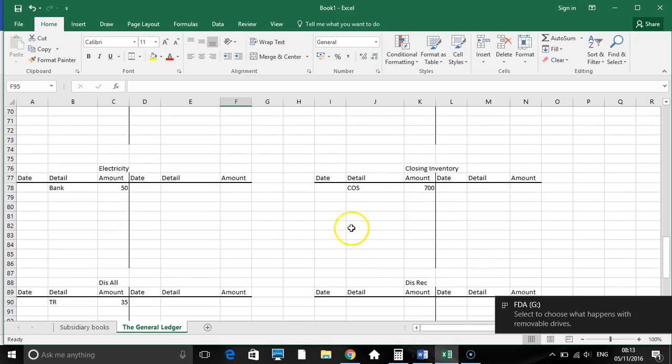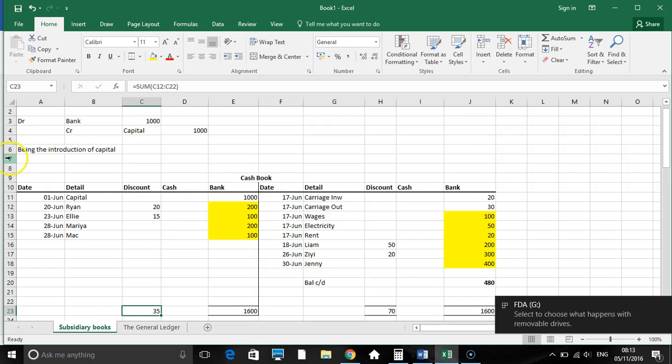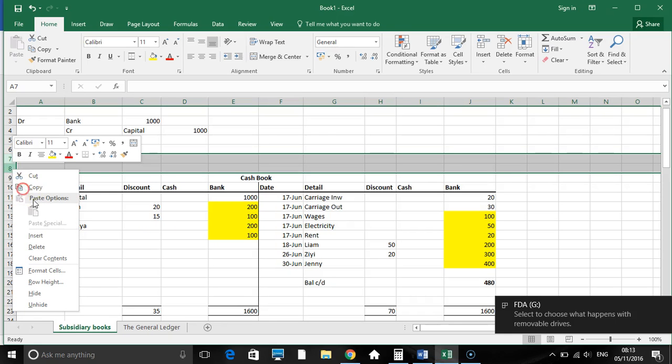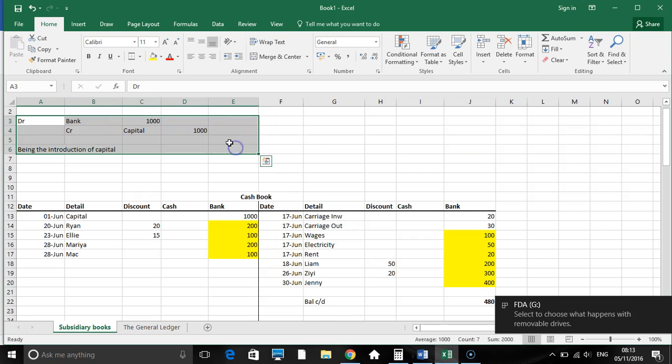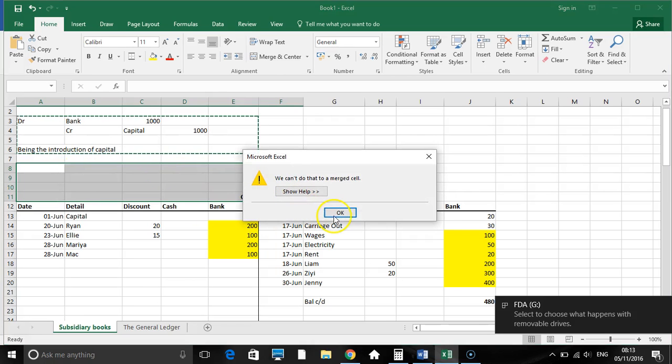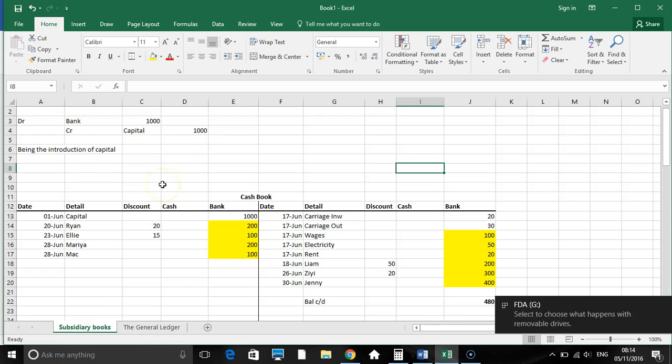Remember that, to even do this, I must put it in somewhere. It must come from here. So I need to write it in as a journal in my subsidiary books. Just to make things faster, I'm just going to copy that. Paste. Okay, so let's just do it manually. Doesn't like it, that's fine. Debit closing inventory and credit cost of sales. £700.